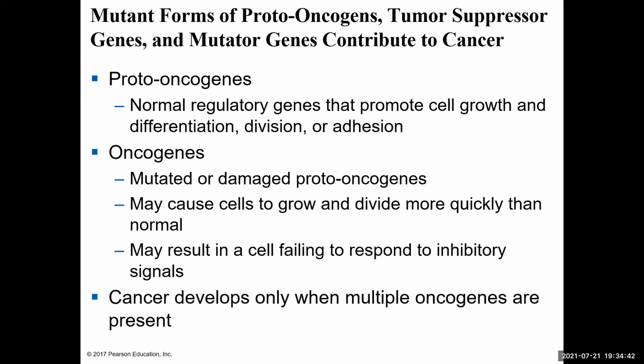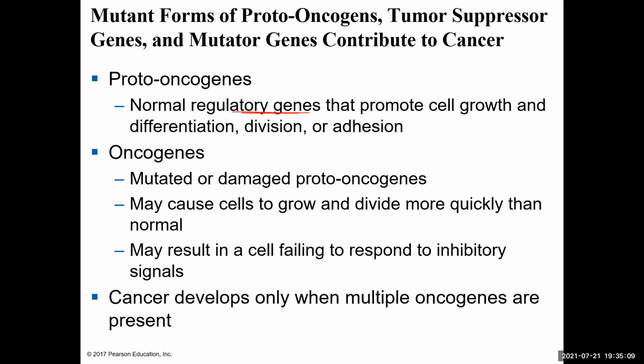But before we do that, we want to look at what's known as proto-oncogenes, oncogenes, and what these mean. So proto-oncogenes are these normal regulatory genes, and they promote normal cell growth, appropriate differentiation, appropriate division rates, and adhesion to other cells.